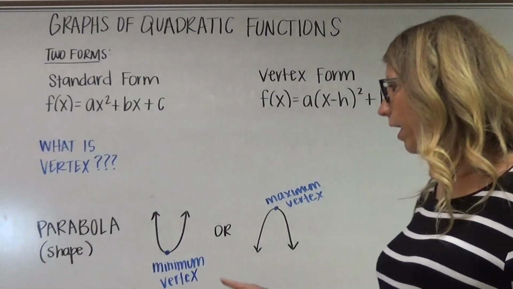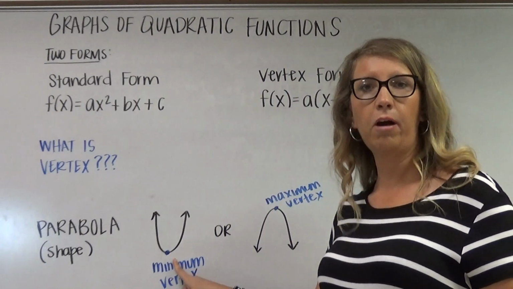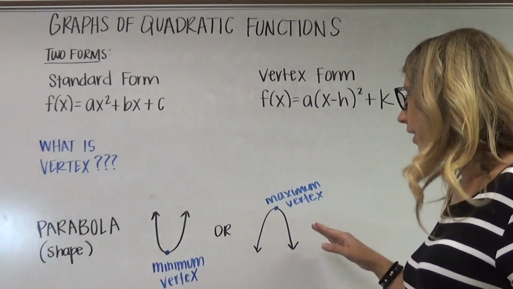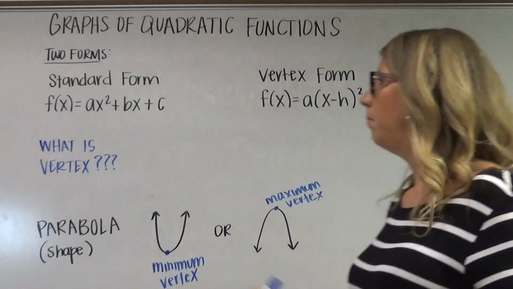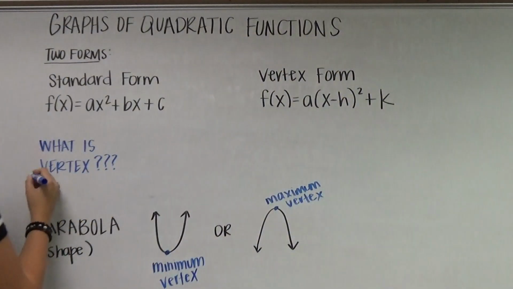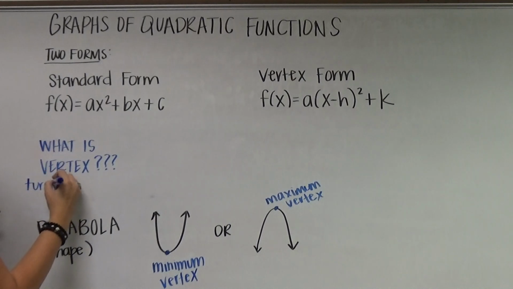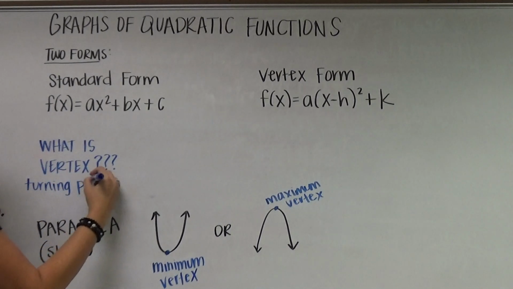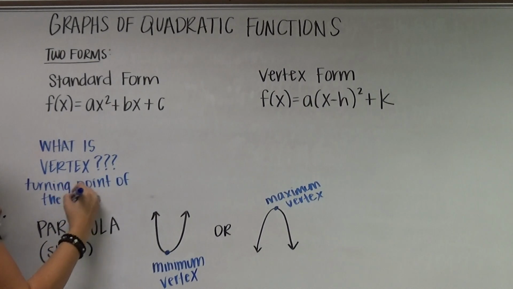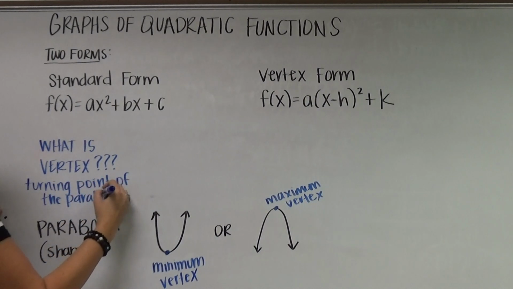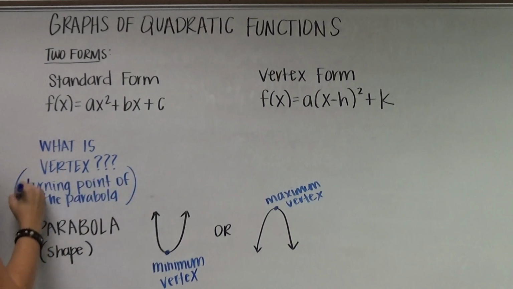Well, if you look at that graph, that is the smallest point on that graph, minimum. And here is the largest, so maximum. But what is vertex? It's simply the turning point of the parabola.